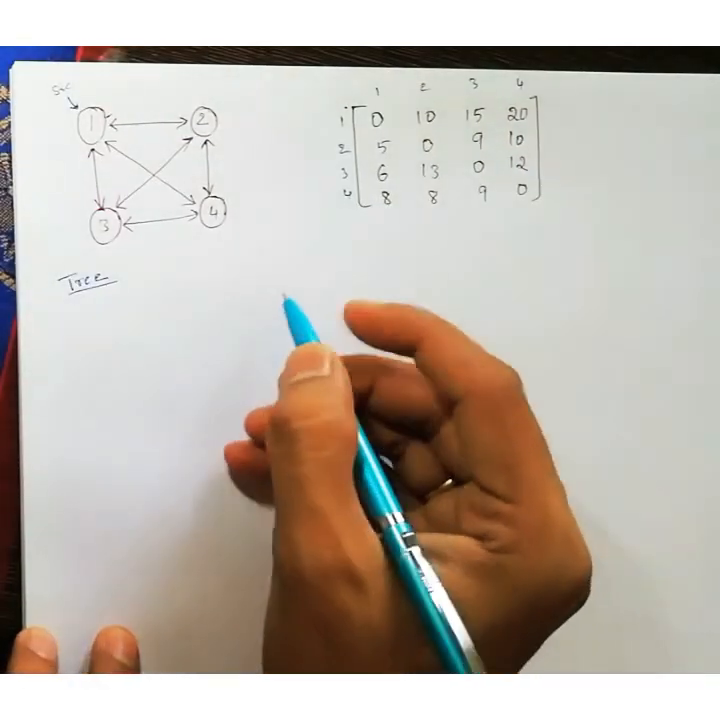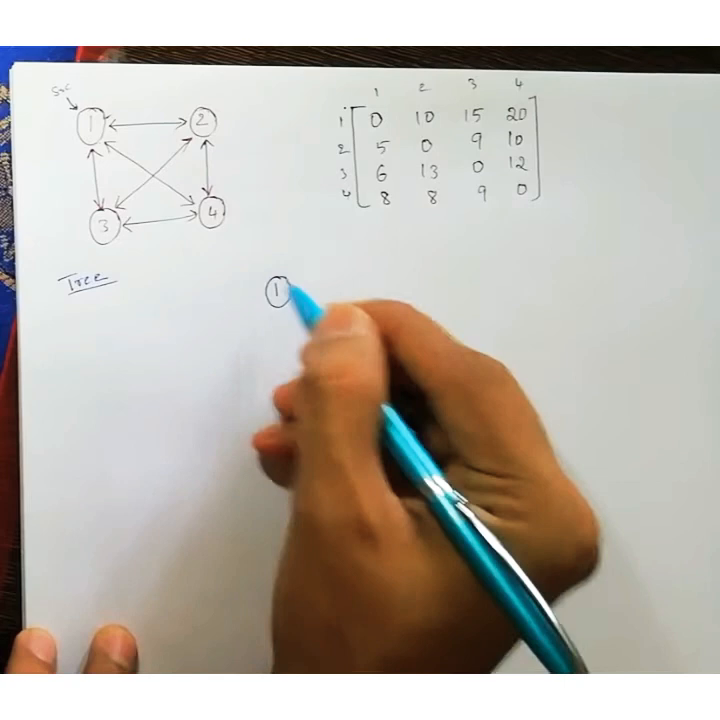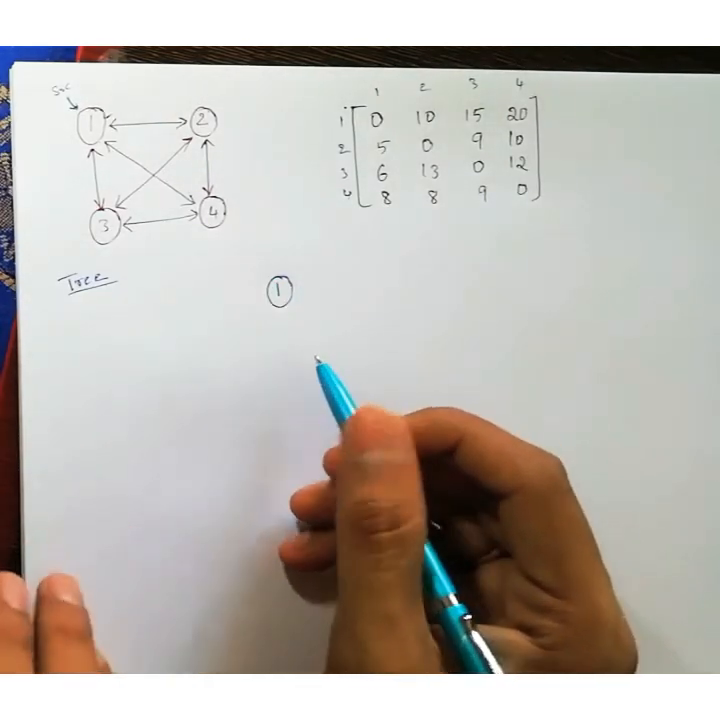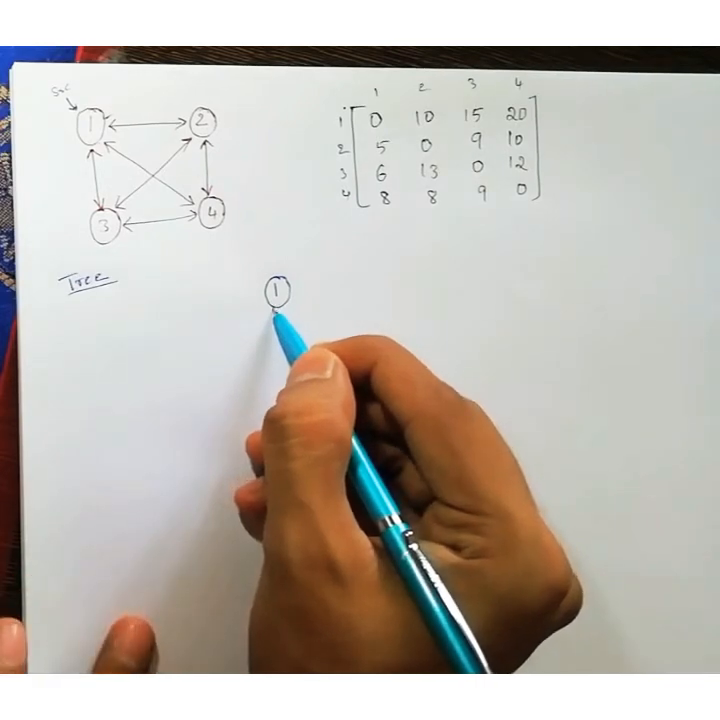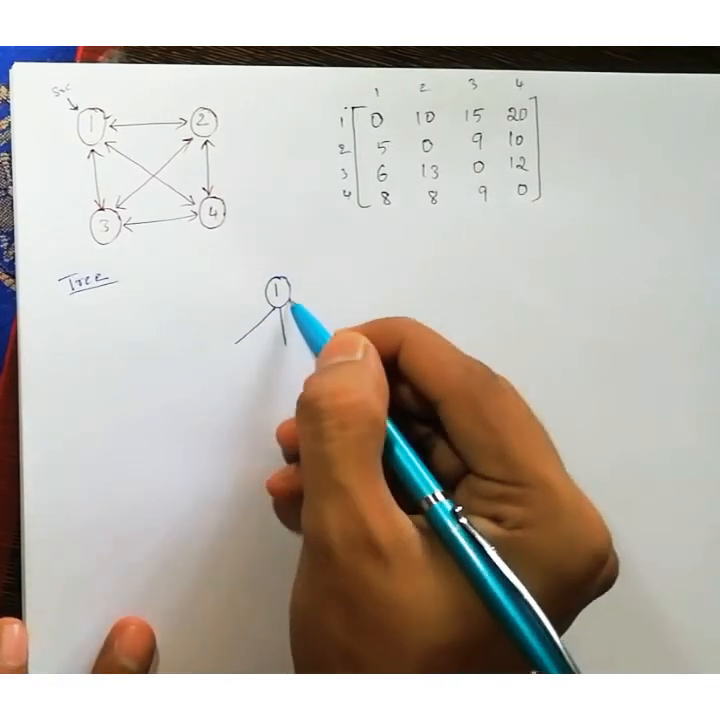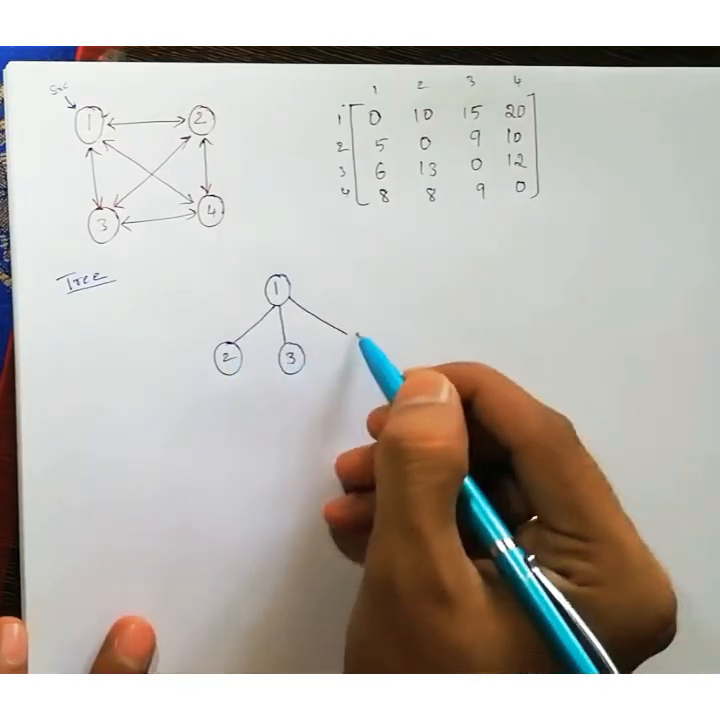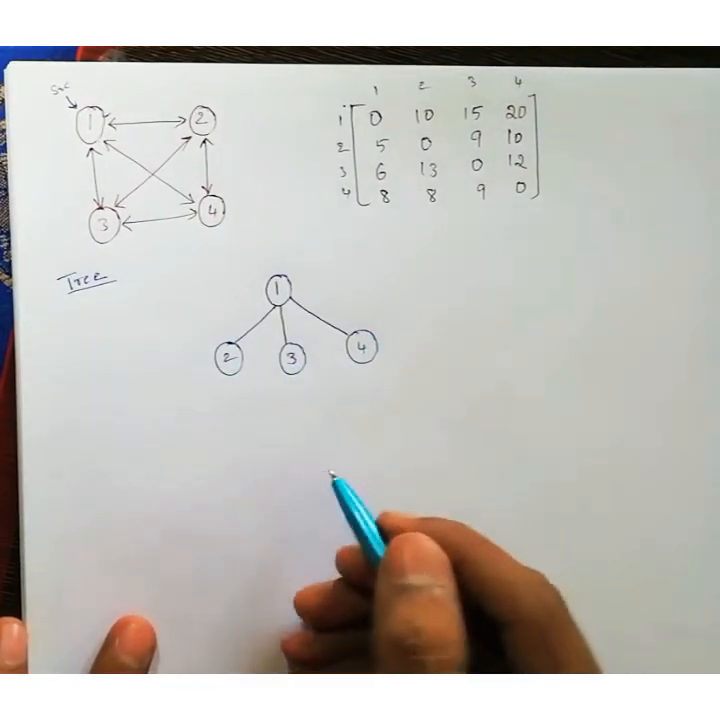Okay, so I will start from city 1, just taking 4 cities and coming back to the same city. That is our problem. From city 1, what are all the possible paths I can go? From 1 to 2 I can go, from 1 to 3 I can go, from 1 to 4 I can go. These are all the possible paths.